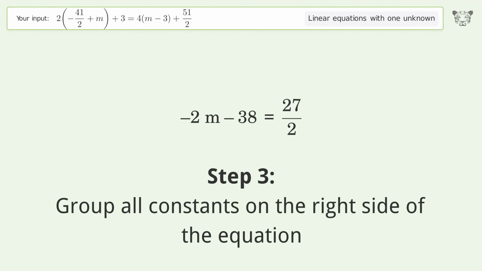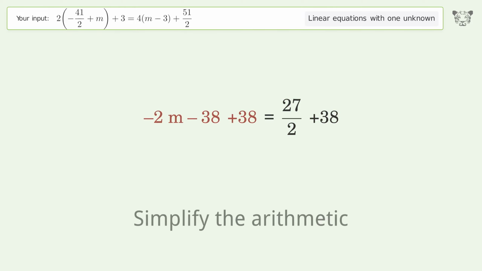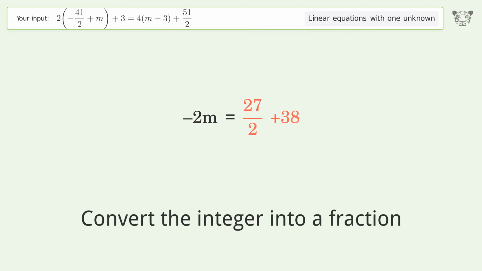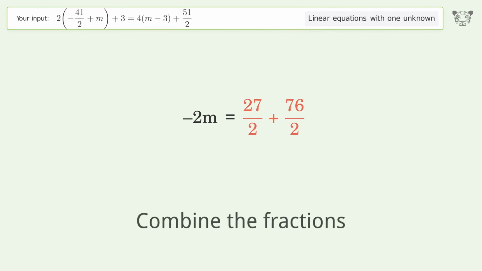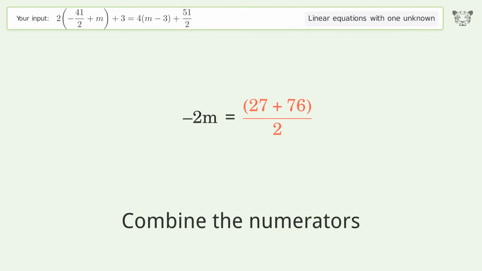Group all constants on the right side of the equation. Add 38 to both sides. Simplify the arithmetic. Convert the integer into a fraction. Combine the fractions. Combine the numerators.